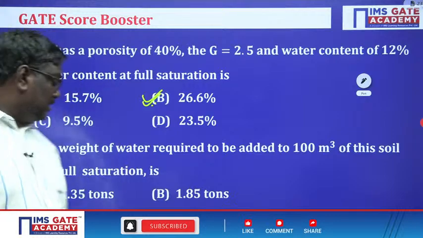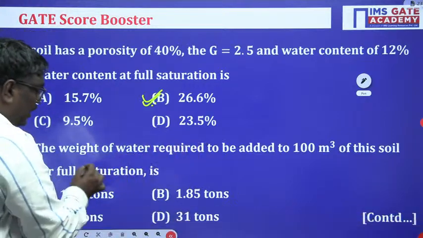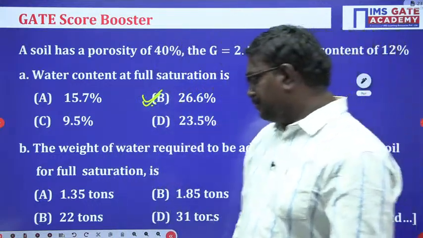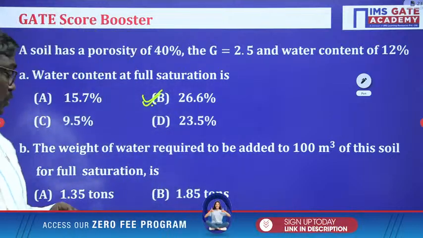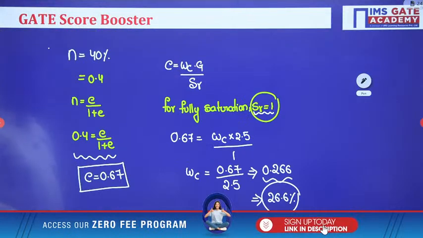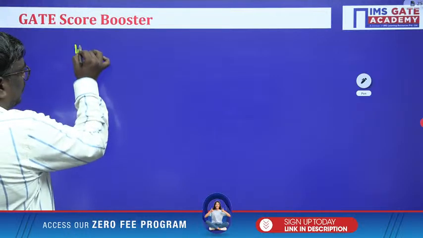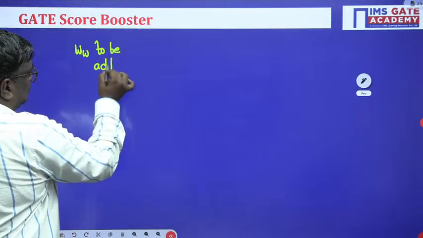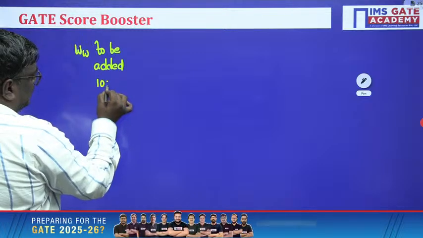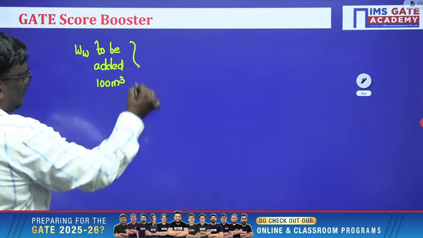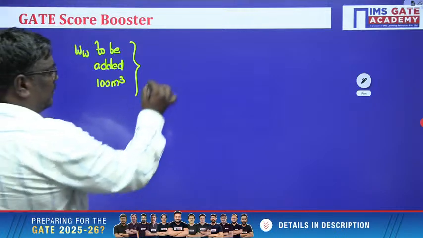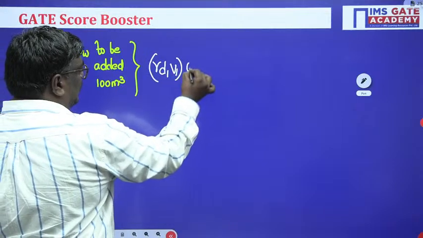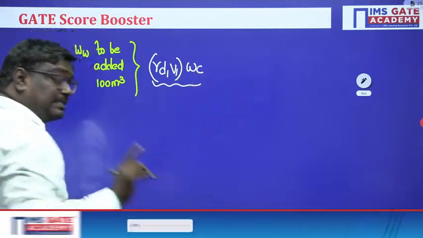Now, what they have asked you? The weight of water required to be added for 100 meter cube of soil for full saturation. What he is asking? Weight of water to be added, right? Volume is given for 100 meter cube of soil. I told you just now, my dear students, how to find the weight of water: gamma d V into water content. Here he is not asking for the extra amount of water.